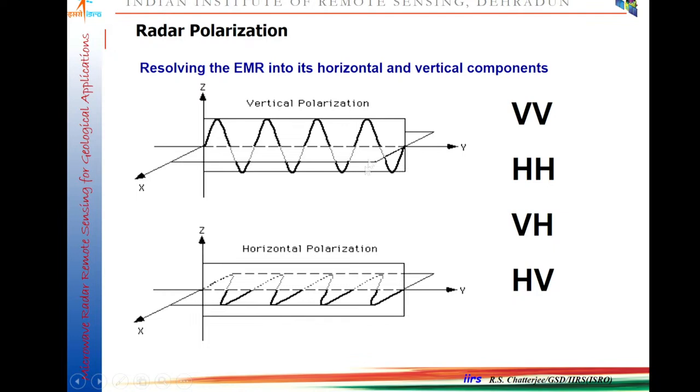The others are known as VH and HV. They are known as cross-polarized radar images because you are sending V but receiving H. You are sending H but receiving V. Okay? Just the opposite.